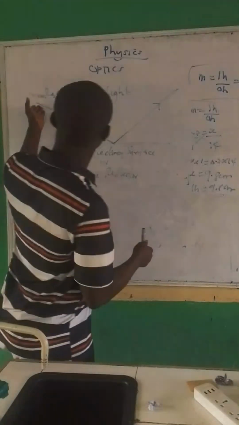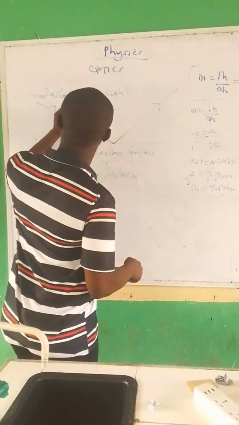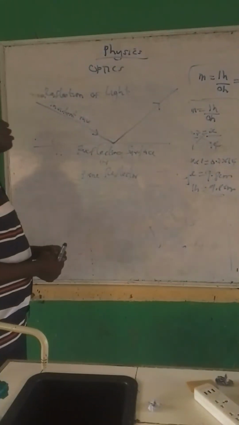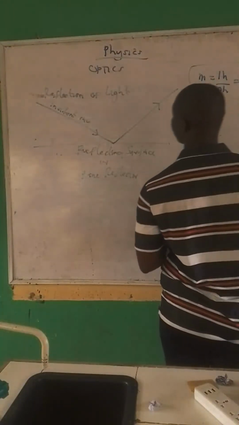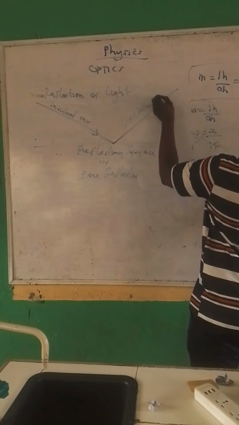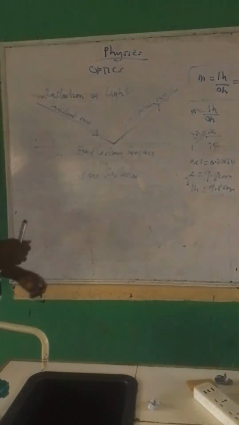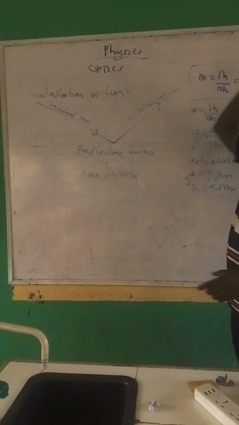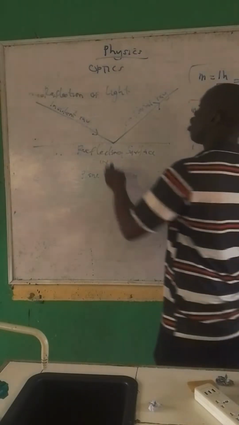So the ray that is approaching the reflecting surface is called the incident ray. After reflection, the ray that is bouncing off from the reflecting surface is called the reflected ray. The ray that is approaching the reflecting surface is called what? The incident ray. The ray that emanates from the point of incidence is called what? The reflected ray.